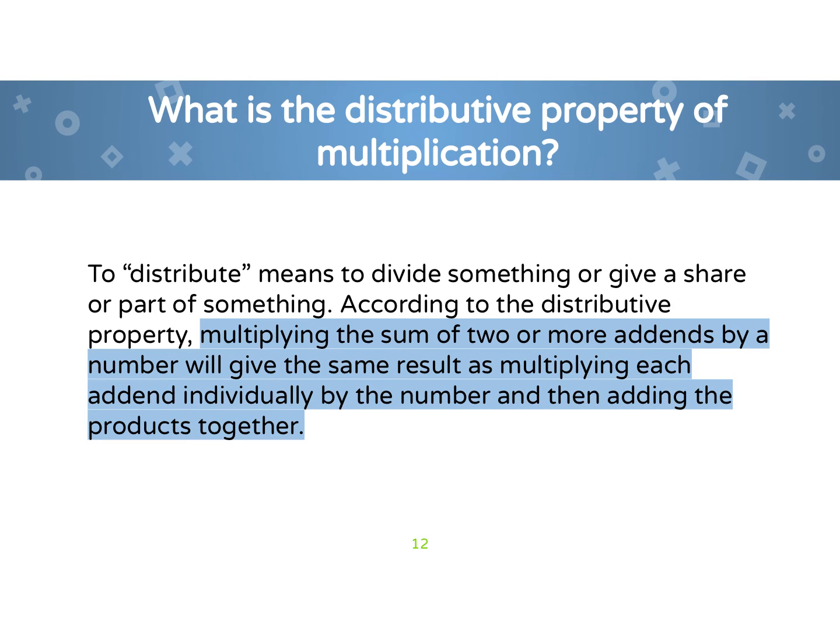Okay, before we finish up today, I do want to go over what is the distributive. Remember, distributing out. Distributing property of multiplication. So to distribute means to divide something or give a share or a part of something. According to the distributive property, multiplying the sum of 2 or more add-ins by a number will give the same result as multiplying each add-in individually by the number and then adding the product together. That's a little confusing, so let me show you on the next slide what does distributive property look like.